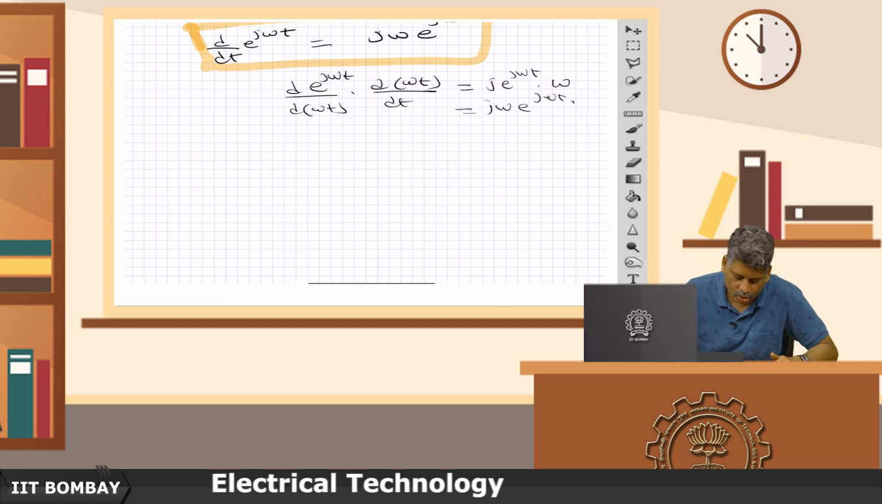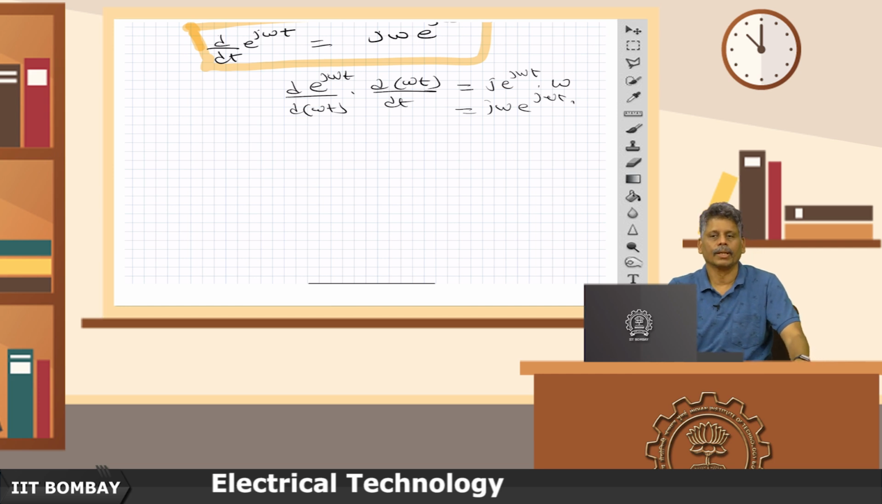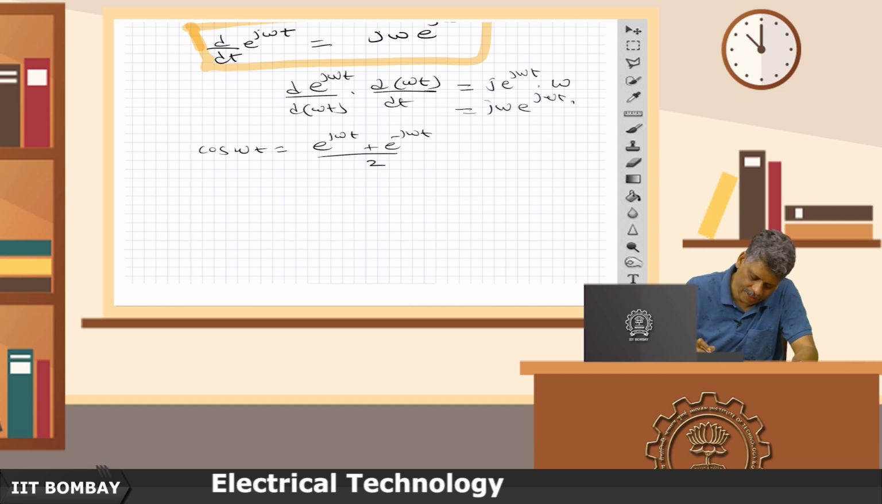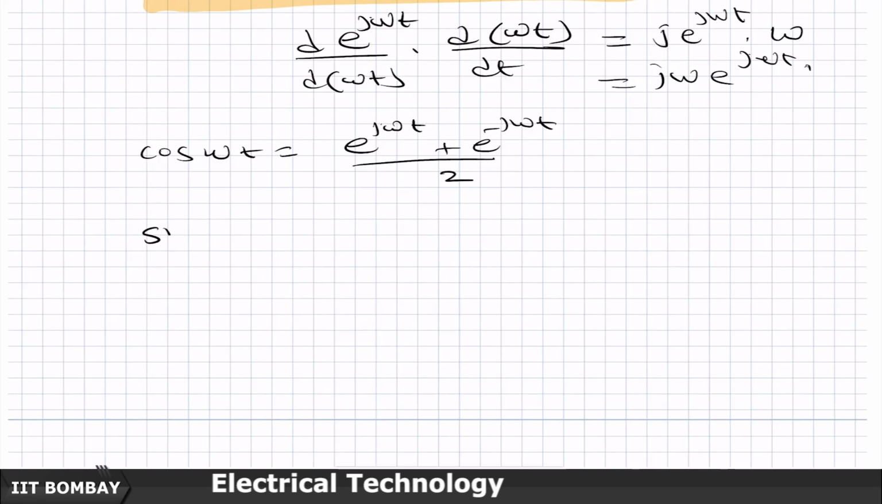This identity is very crucial for us, and we are going to use it again and again in this particular course. So, now you can write cos omega t as e to the power j omega t plus e to the power minus j omega t by 2, and sin omega t as e to the power j omega t minus e to the power minus j omega t by 2j.